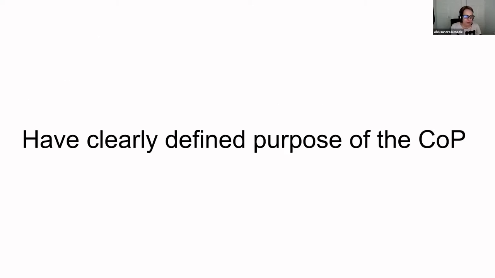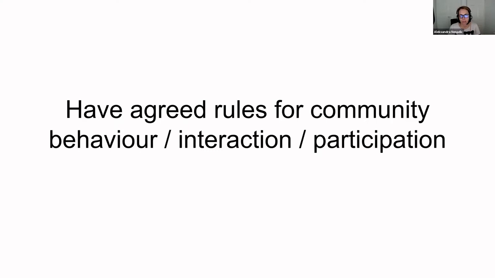The first rule is to have a clearly defined purpose of the community of practice. A community of practice has to be problem focused, and it's about standardization of groups that are doing or producing something, and normalization of culture. It's about the process through which ideas and behaviors come to be regarded as normal or as standard through collaboration within the community of practice.